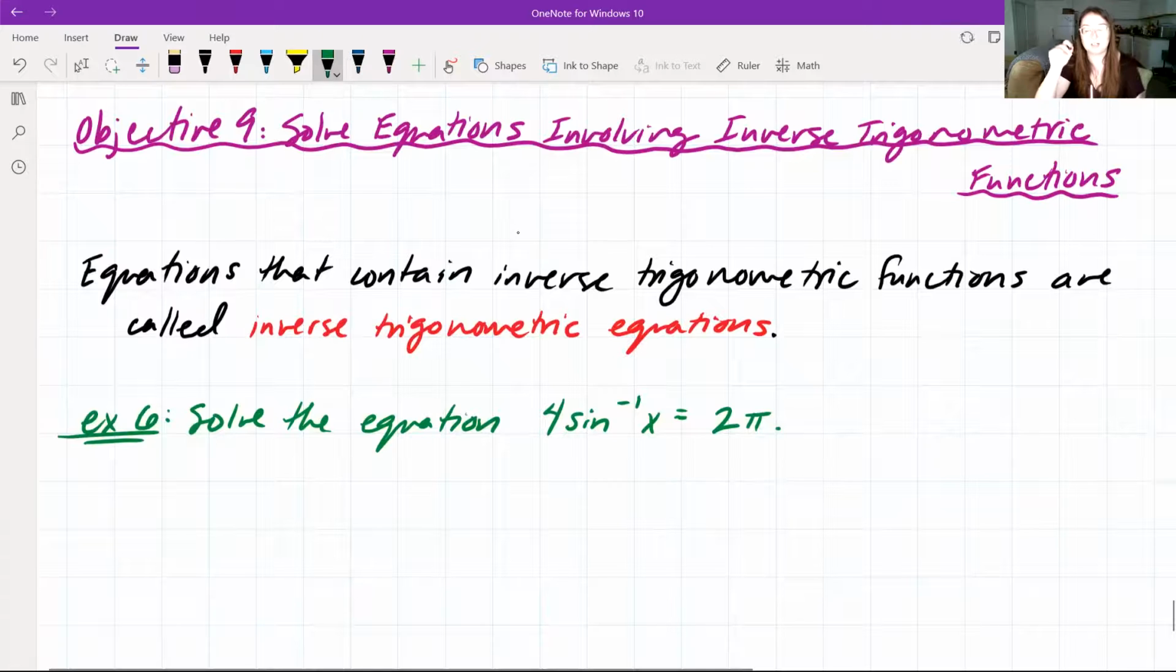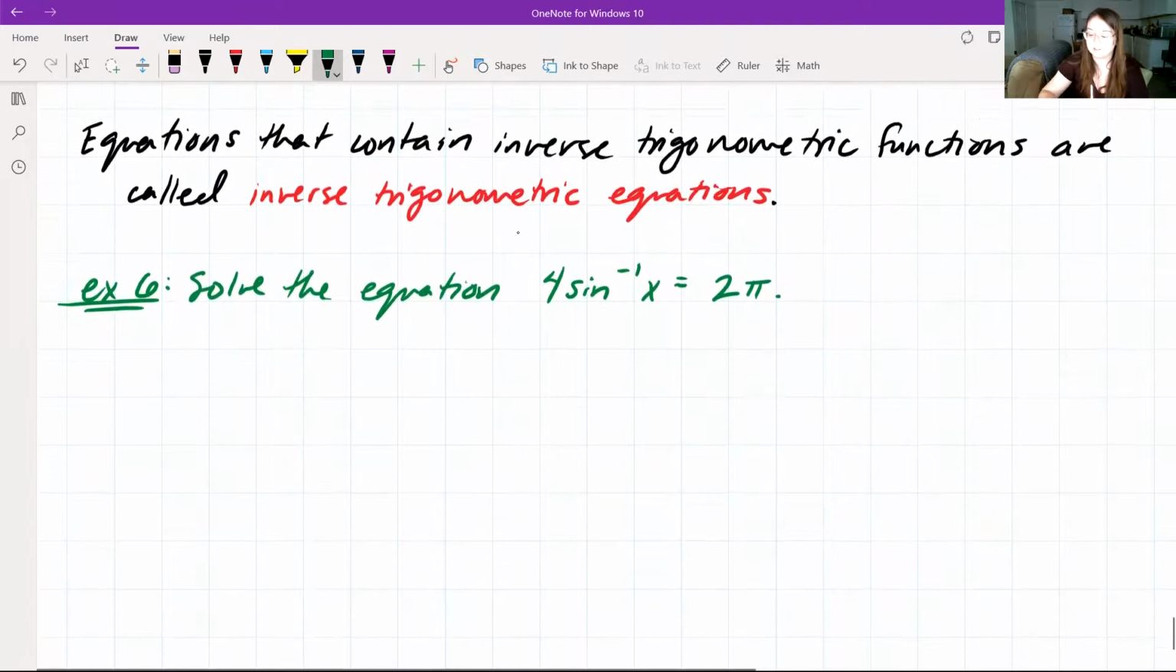So our last objective here, objective 9, is that we want to solve equations involving inverse trigonometric functions. Equations that contain inverse trigonometric functions are called inverse trigonometric equations. So instead of just looking at different types of expressions, we're now actually doing equations that involve inverse trigonometric functions. For example 6, we want to solve the equation 4 sine inverse of x is equal to 2 pi.